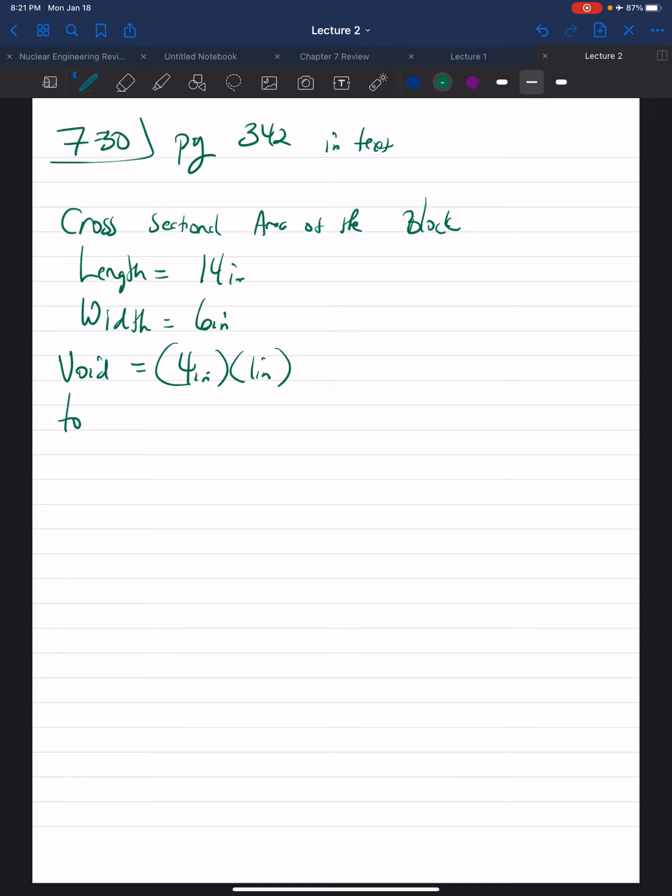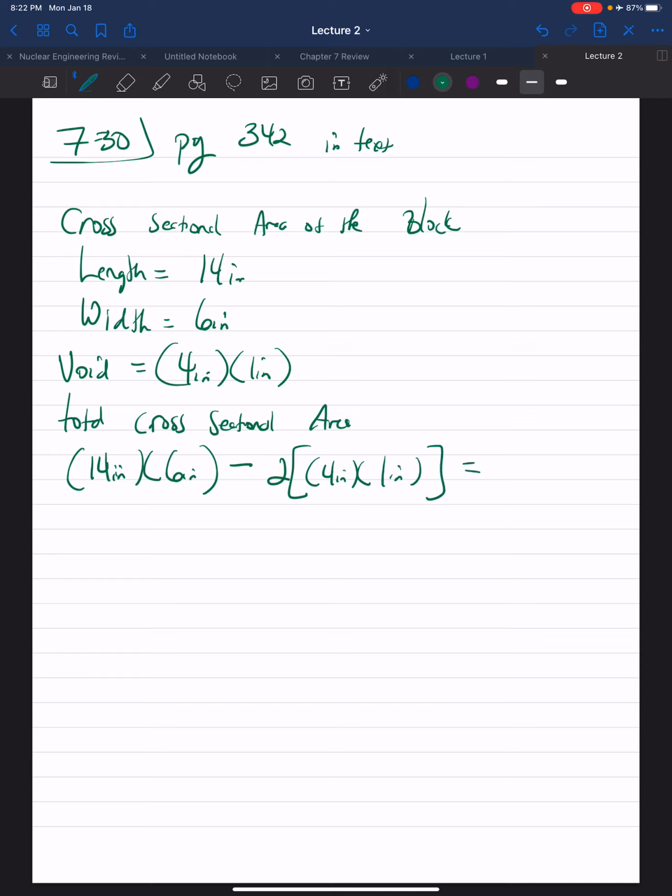So the total cross-sectional area is equal to the 14 inches times the 6 inches minus the void spaces, which we said is 2 times the 4 inches times the 1 inch. So the area is equal to 76 inches squared.